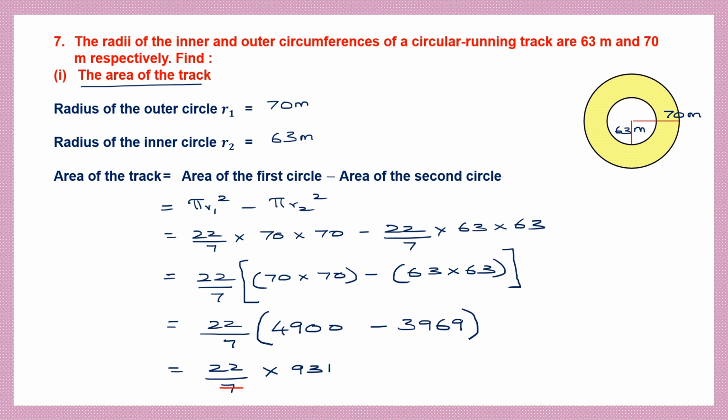Now let's try that. 7 ones are 7. Here also 7 ones are 7. There is 2 now. 23. 7 threes are 21. Again we have 21. 7 threes are 21. So what do we have? 133. Let's multiply this. So when you multiply 22 into 133, you will get 2926. And what is this?